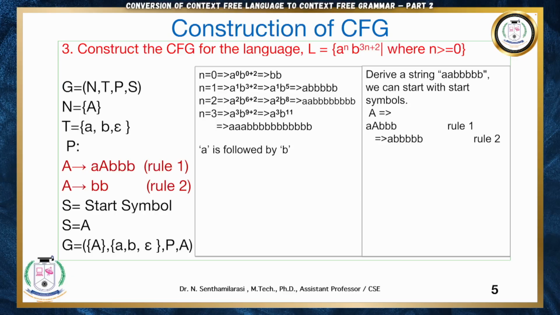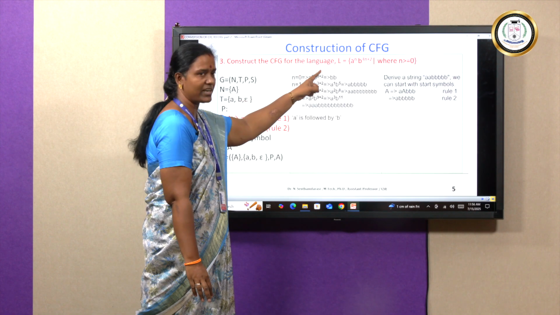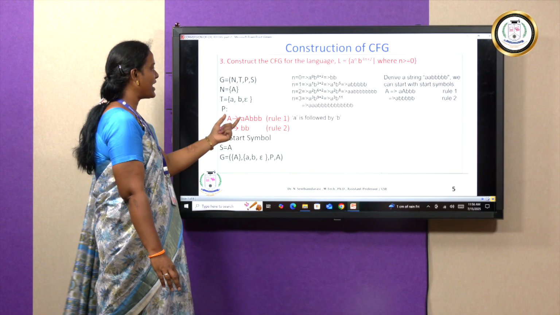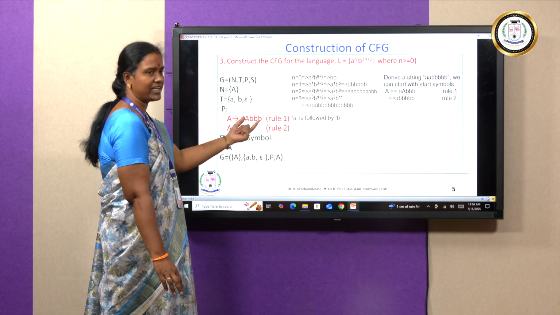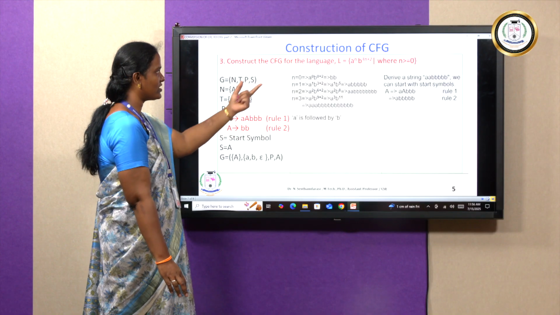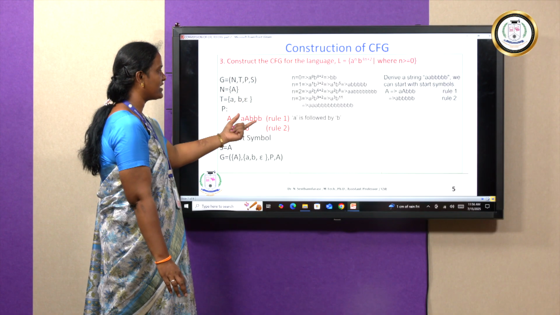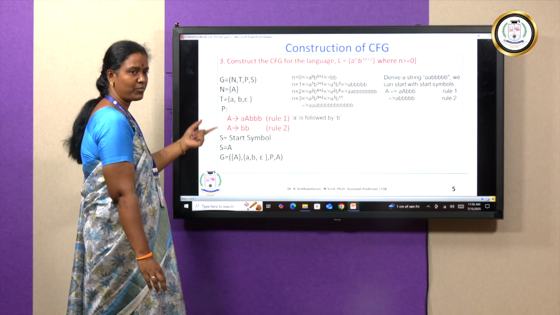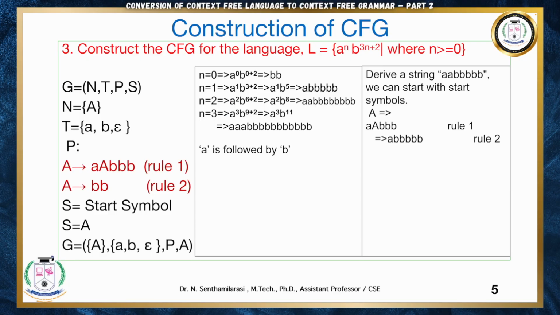So in the termination I am including 2 b's. But for b power 3n, the multiplication, we are adding the 3 b's in the front part. So if it is addition, I am adding in the termination. If it is multiplication, I am adding in the front. So my final production will be A implies aABBB, and then A implies BB. So this is the production rule.